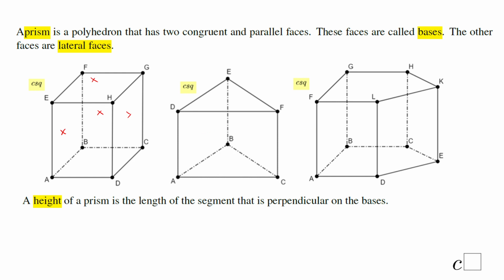By the way, the name of this prism is based on the base. This is a rectangular prism because the base is a rectangle. The second one is a triangular prism. The base is a triangle, and the last one is a pentagonal prism because we have a pentagon as a base. The height of the prism is the length of the segment that is perpendicular on the bases. So, for example, like this segment, all these four can be called the height of the prism. All four are the same, they are congruent.